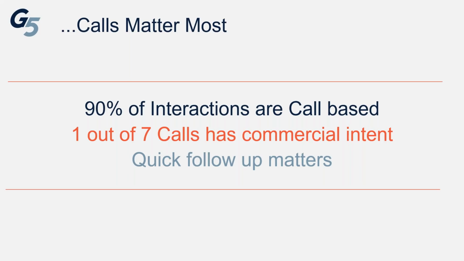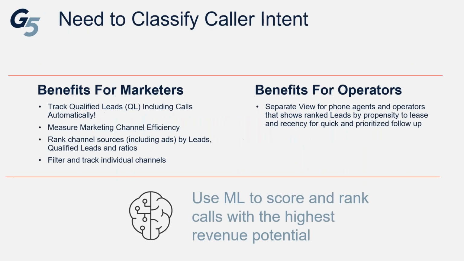Now, if we know which call shows commercial intent, the quick follow-up matters, because consumers are not willing to wait another day. They would like to have instant gratification, and that's what it all comes down to. That basically set the stage for a need for classification of call intent. If we can automatically classify the caller's intent and measure its propensity to lease an apartment or a room or a storage unit, we can decrease the response time and increase the conversion rate.